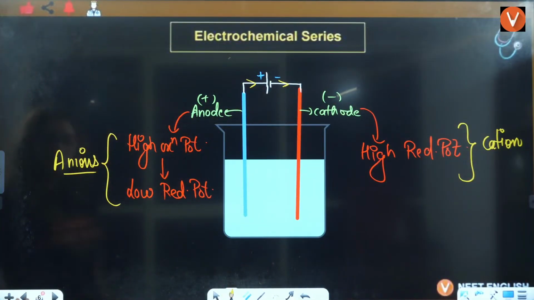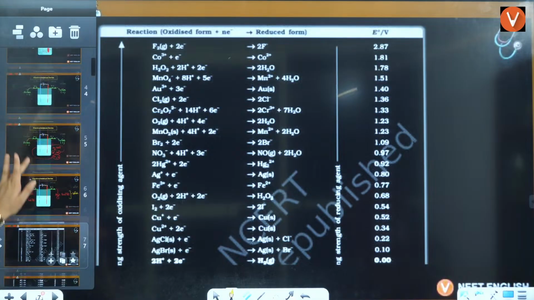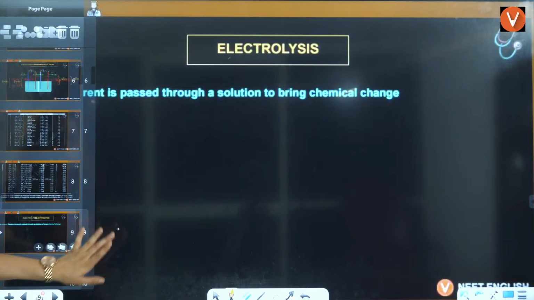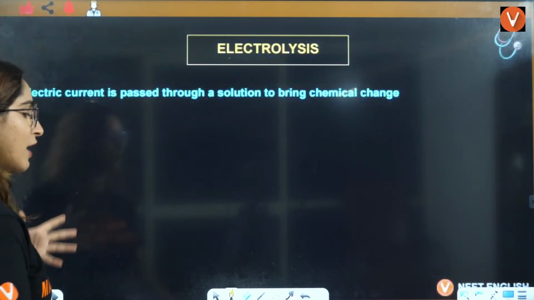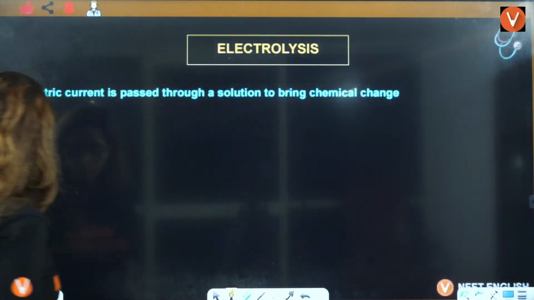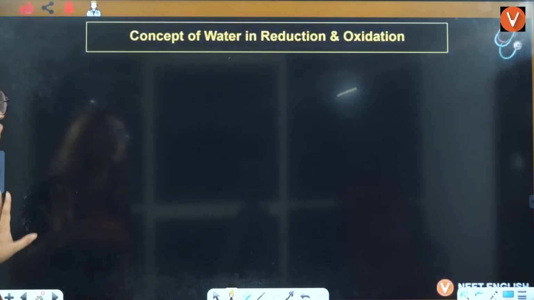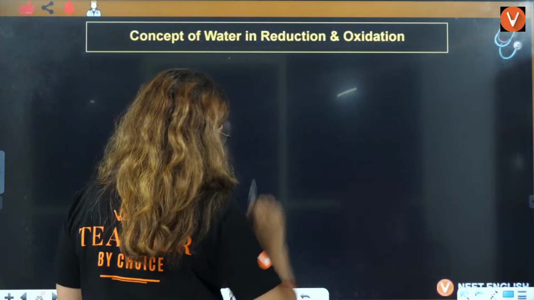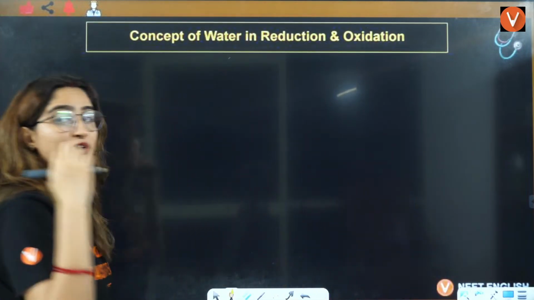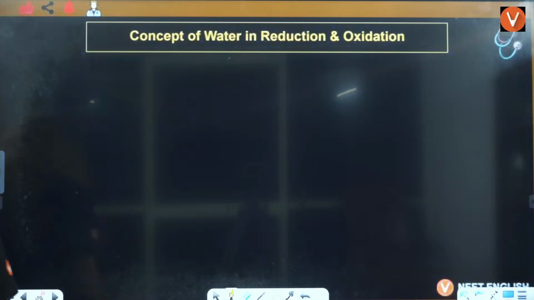Okay, so let's understand this with the help of a few examples. I'll take one example here. This I have already told you. I'll take one example, the concept of water in reduction and oxidation, because water is very important for you. So let's understand the concept of water here. The values, guys, you should definitely remember. I'll tell you what values you need to remember.